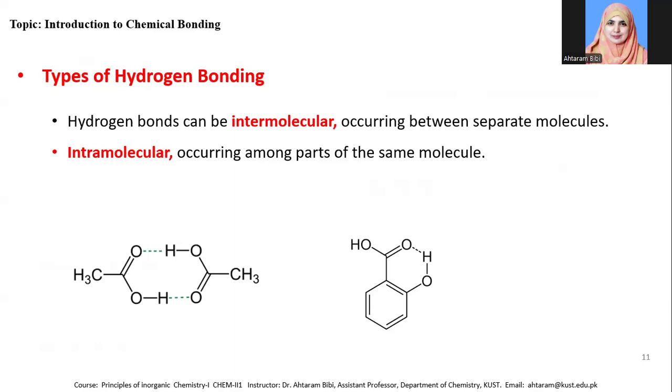So, in today's lecture, we discussed the coordinate covalent bond, the metallic bond, the factors which affect the metallic bond strength, and then we discussed hydrogen bonding and the types of hydrogen bonding.